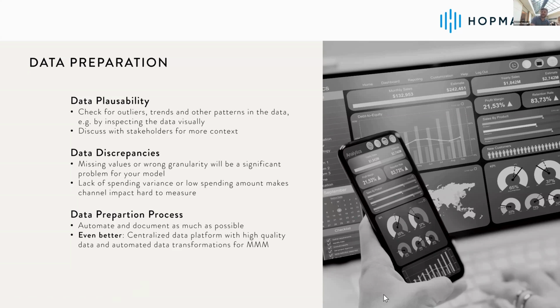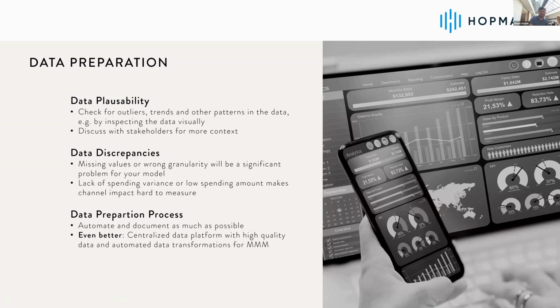And of course, if you have some kind of centralized data platform, then maybe you already have a lot of data quality checks automated, so you already know that you can trust your data and that it is complete. And then maybe you can already create some kind of automated data transformation, so that the data is more or less always ready to run the next iteration of your marketing mix modeling.